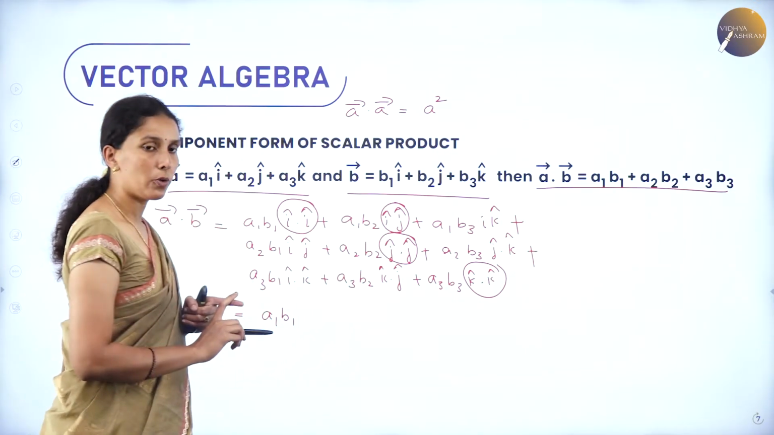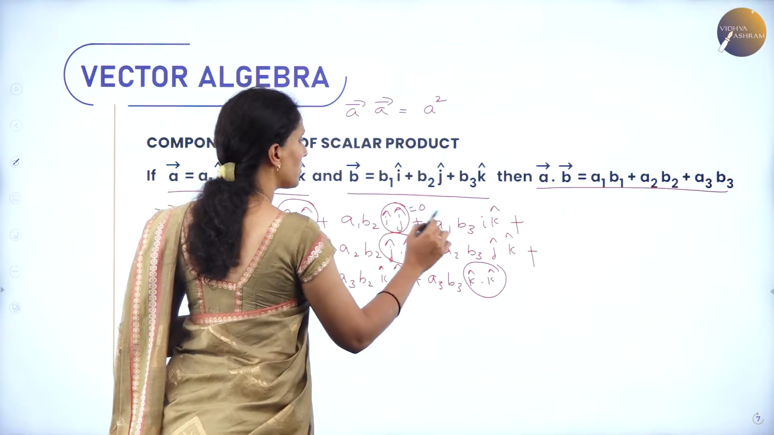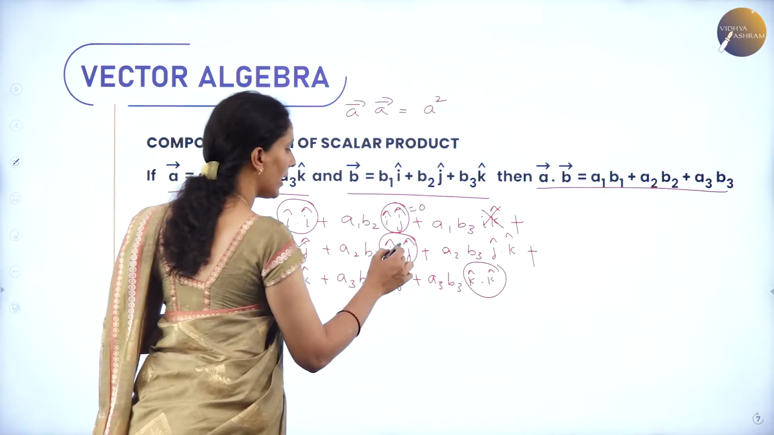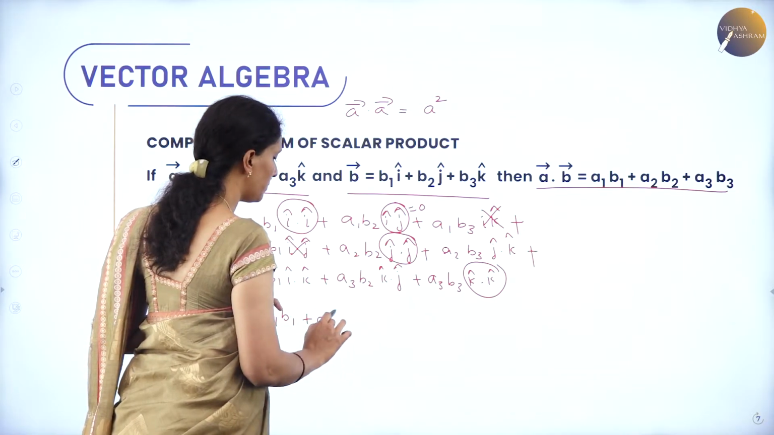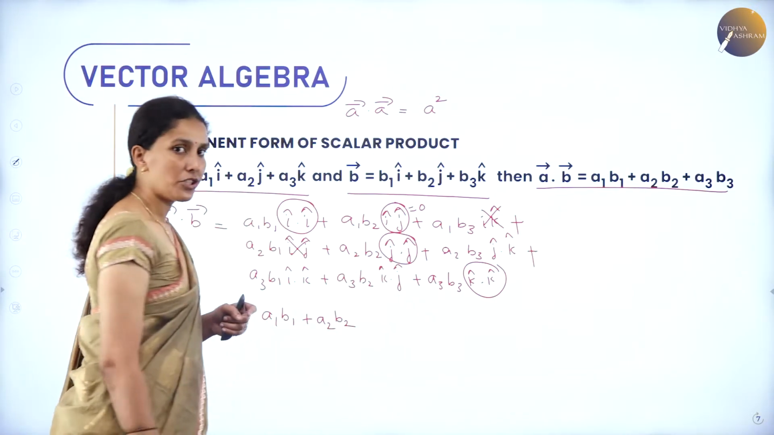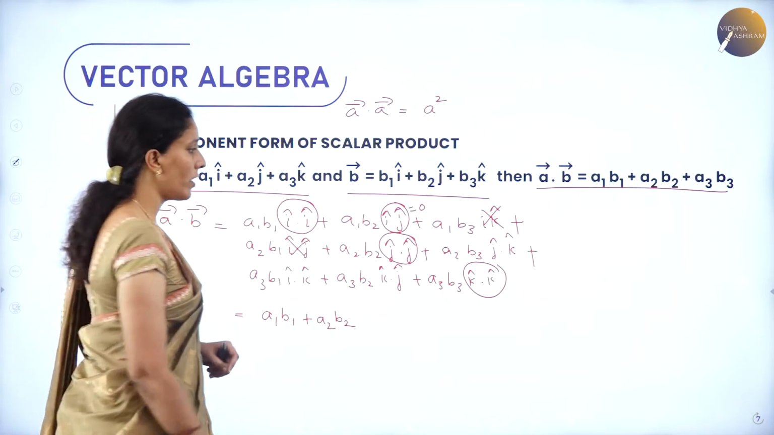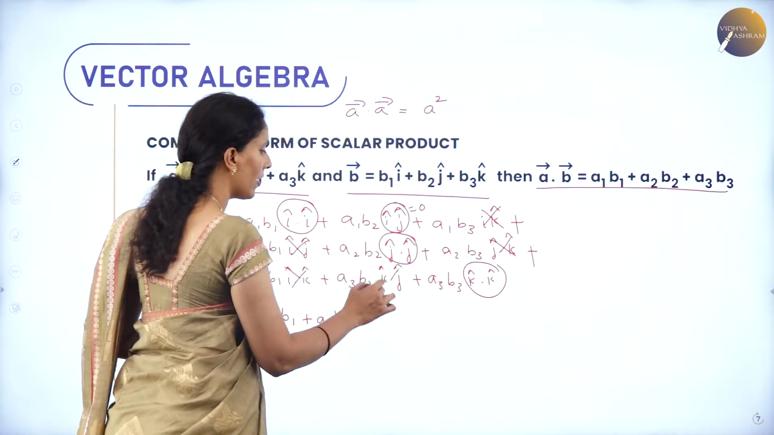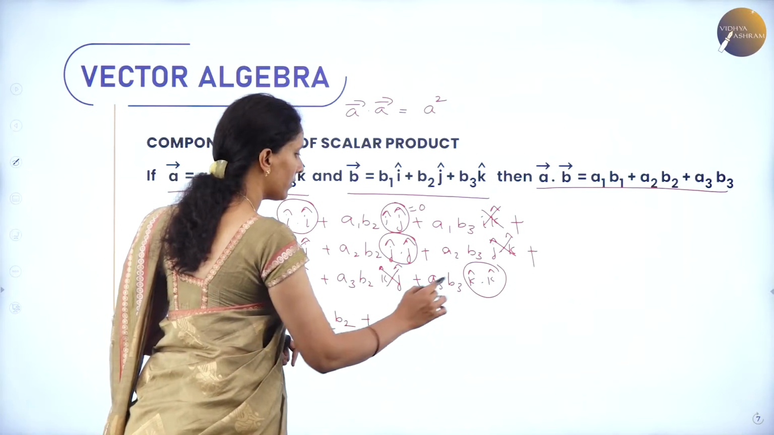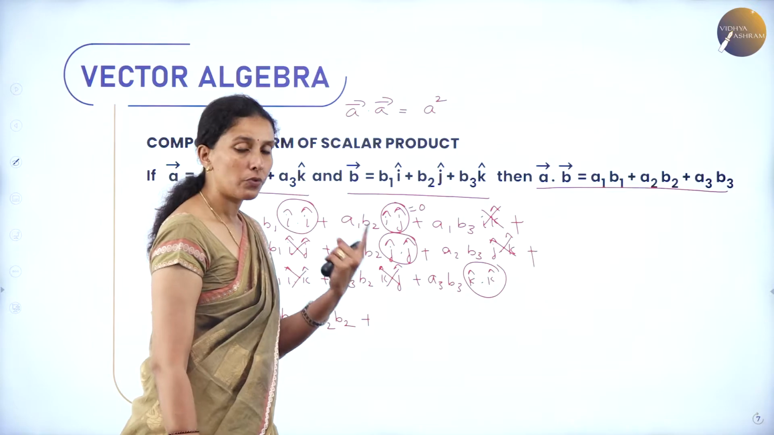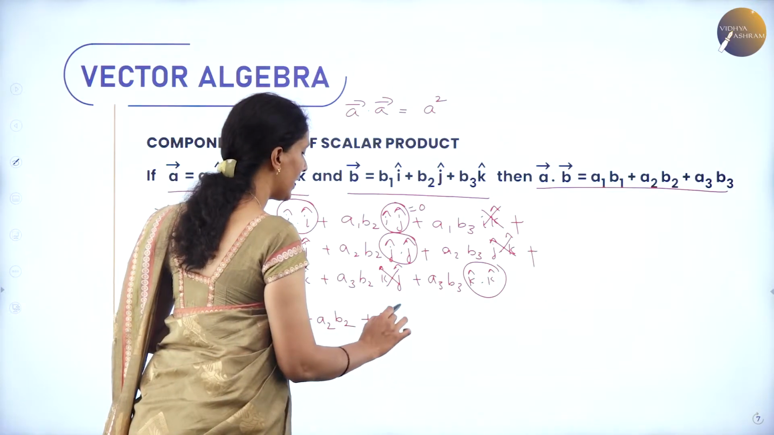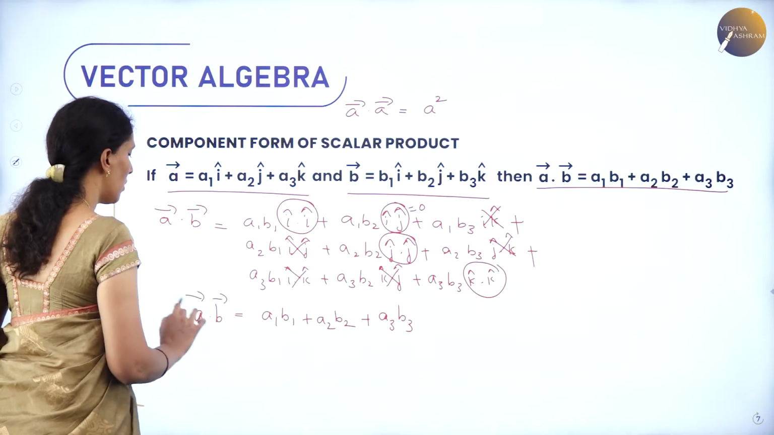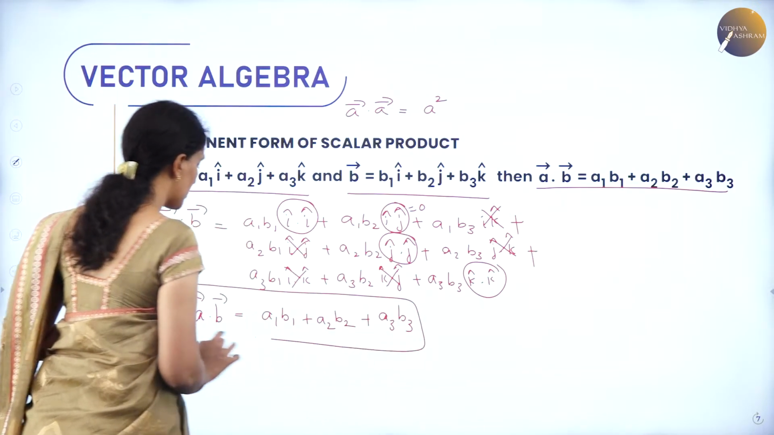0 into A1 B2 becomes 0. So this is equal to 0. So this is also equal to 0, i dot j is 0. Then we have A2 B2 because j dot j is j square, which is nothing but 1. Then j dot k is 0, i dot k is 0, k dot j is 0 and A3 B3 is k into k whose value is 1. So therefore it is A3 into B3. So thus you can see this is how we will get the dot product of any two vectors.